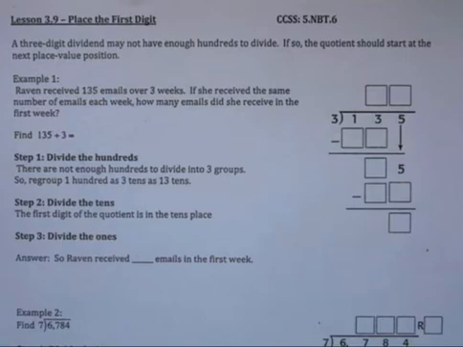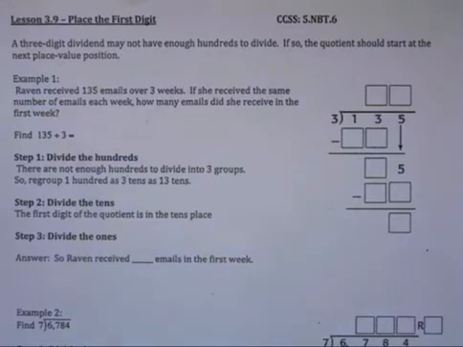Welcome to Chapter 3, Lesson 9, which is titled Place the First Digit. This is an important lesson because sometimes when we do a 3-digit dividend, we may not always have enough hundreds to divide. If this happens, that means that the quotient should start at the next place value position. Let's do a couple examples to explain better what that means.